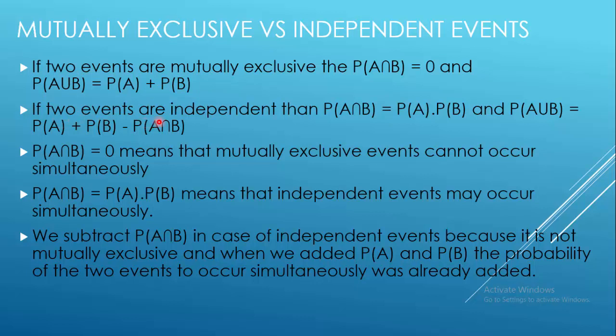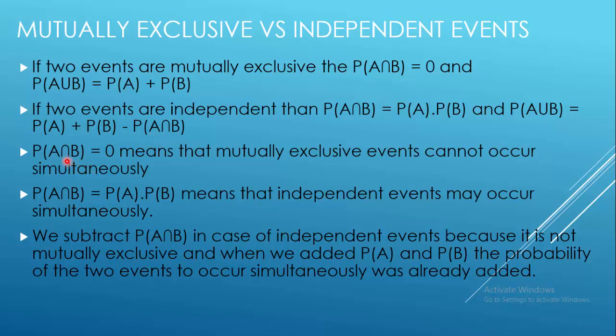If two events are independent, then the intersection of these two events is simply the multiplication of the probabilities of A and B, and the probability of A union B is equal to the probability of A plus the probability of B minus the probability of A intersection B. We have seen this in previous videos, and we have discussed this in detail.